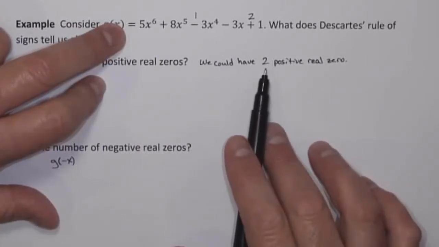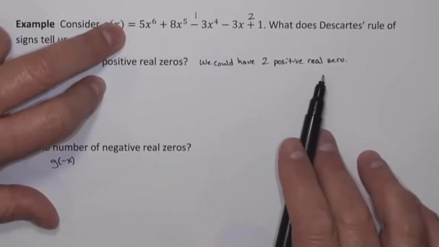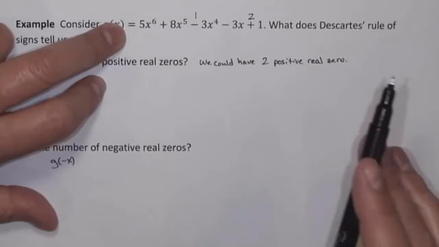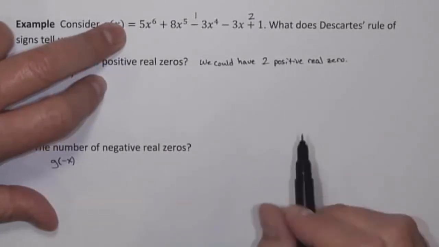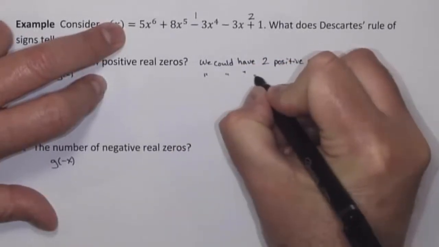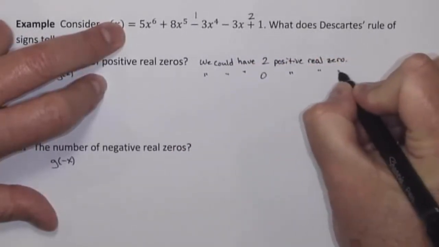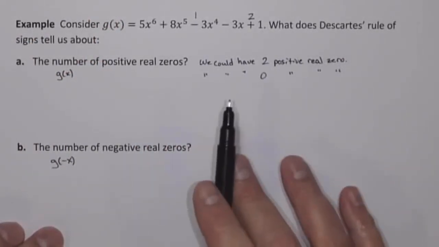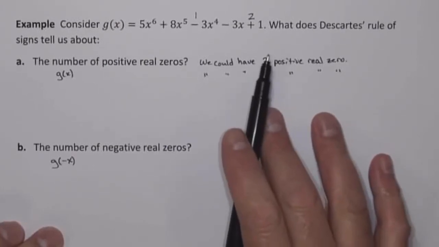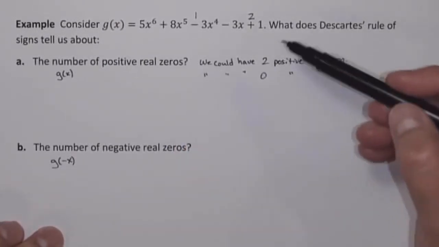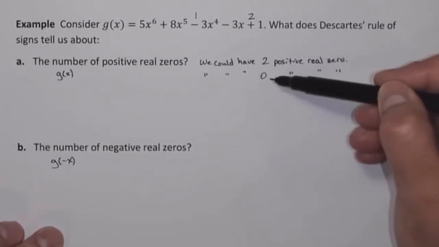Or we could have less than 2, but it has to be an even number less than 2. Okay, so if we take 2 minus an even number, 2 minus 2 would be 0. So it's also possible that we could have 0 positive real zeros. Okay? So Descartes' rule of signs says if we have real zeros, now real numbers could be rational, could be irrational, but if there are real zeros, there's either going to be 2 or there's going to be none.